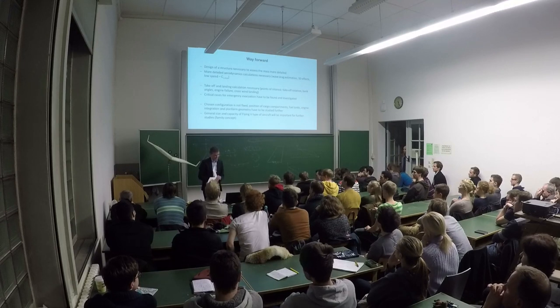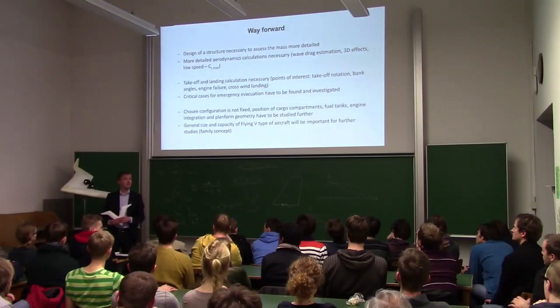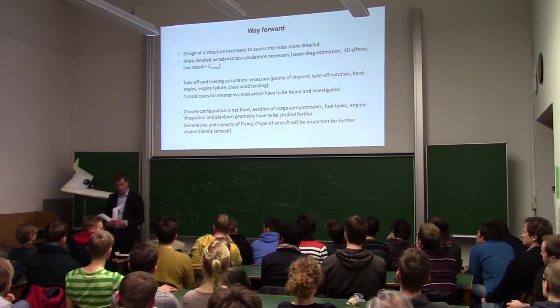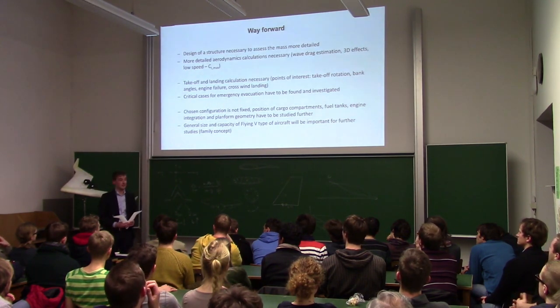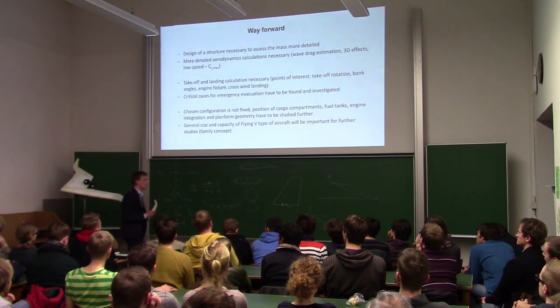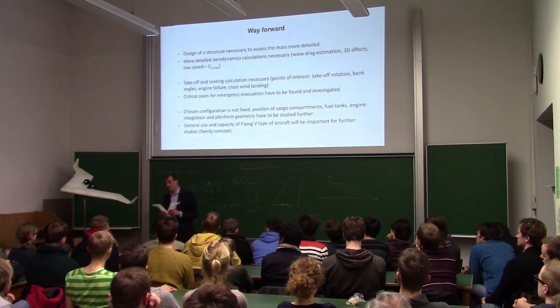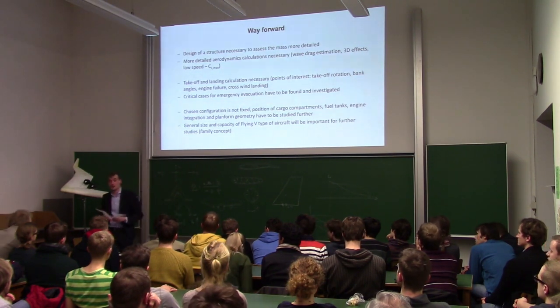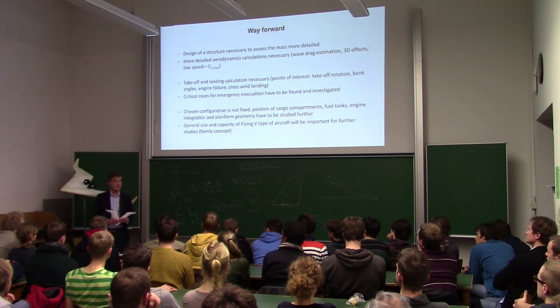And then, of course, the configuration is not fixed. Cargo compartments, fuel tanks, they can change, of course. Then, the general size and capacity will also be interesting. Right? So, an aircraft is only built if it's good for the market, and if the market situation is so that you need an aircraft in a two-class layout with 350 passengers. Will we need an aircraft of that size in 20, 30 years? I don't know.